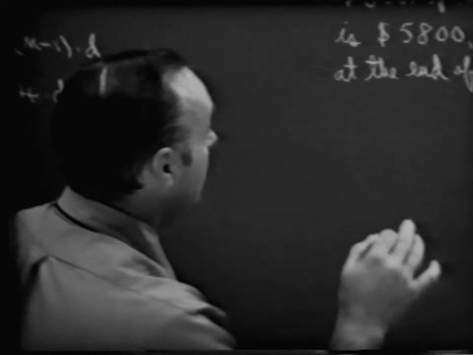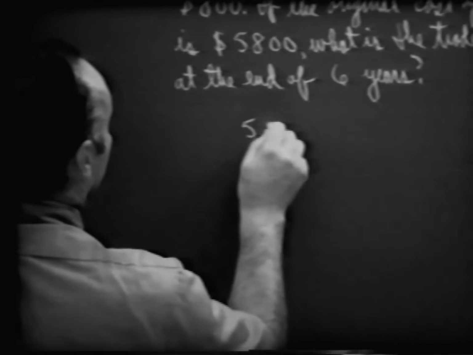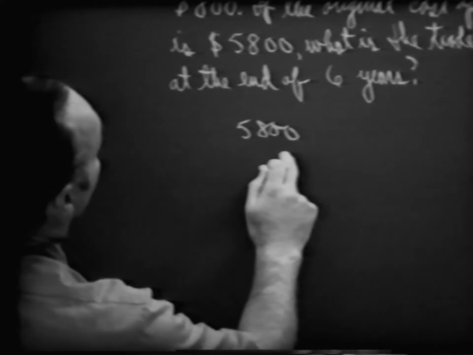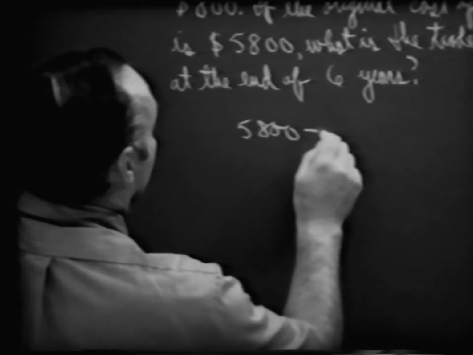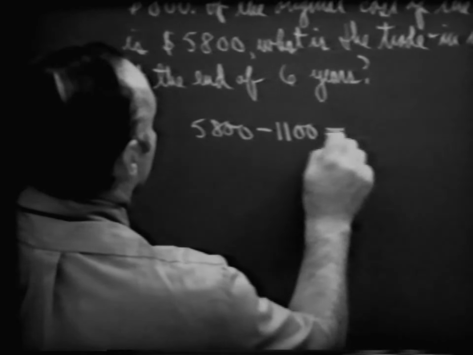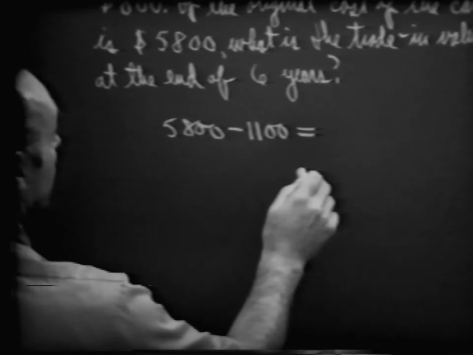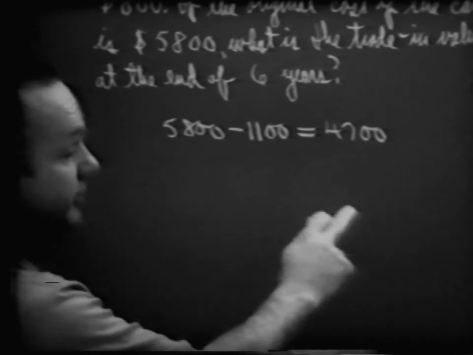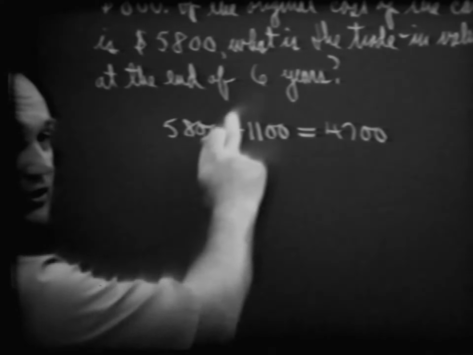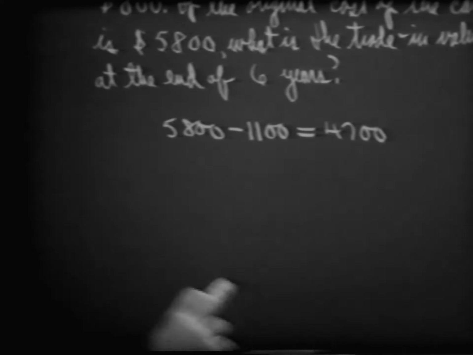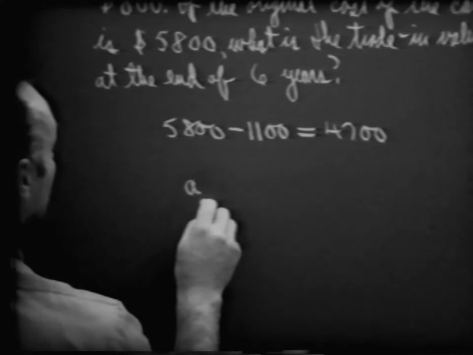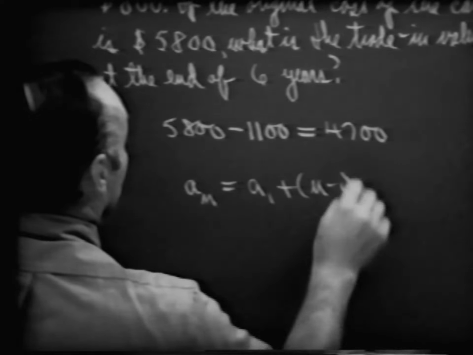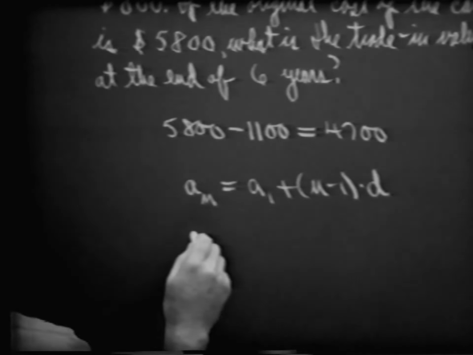The original cost of the car was what? $5,800. And then at the end of the first year, it depreciated how much? $1,100. So then if we were to subtract $1,100 from this figure, we end up with what? We have $4,700. Now, this is at the end of the first year. So rather than thinking of this in terms of 6 years, let's think of it in terms of 5 years. And again, let's use our formula of a sub n is equal to a sub 1 plus (n minus 1) times d.